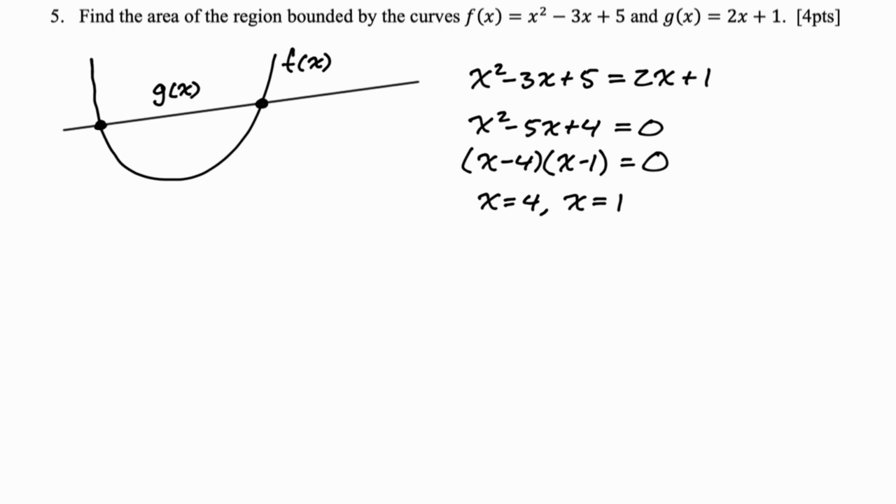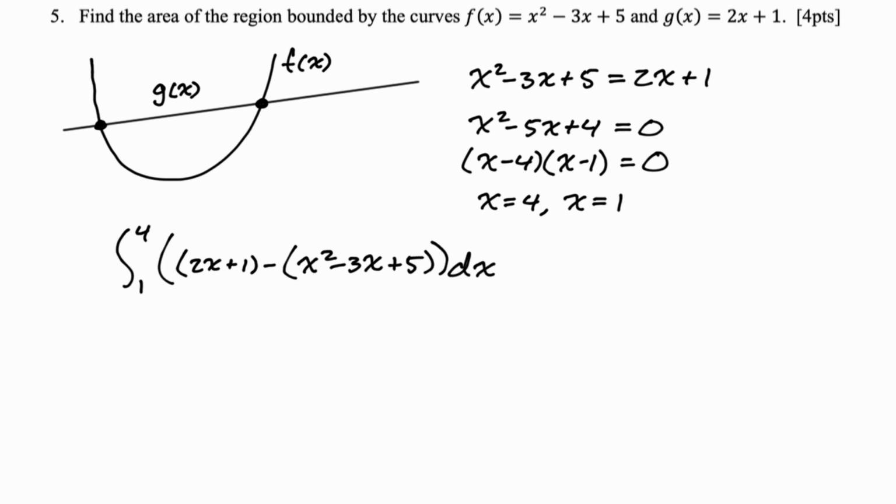Now let's set up our integral. So it's going to be the integral from left to right, which is 1 to 4. Top curve, which is g of x, so 2x plus 1, minus bottom curve, which is f of x, so that's going to be x squared minus 3x plus 5. And then we have a dx.